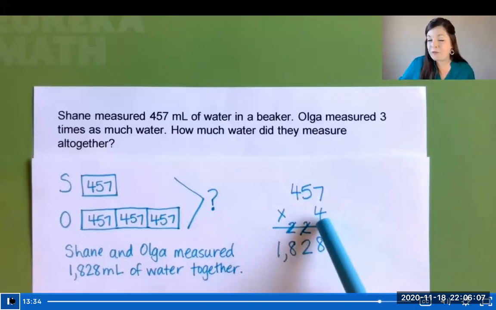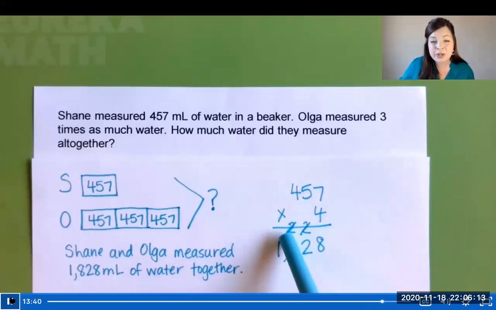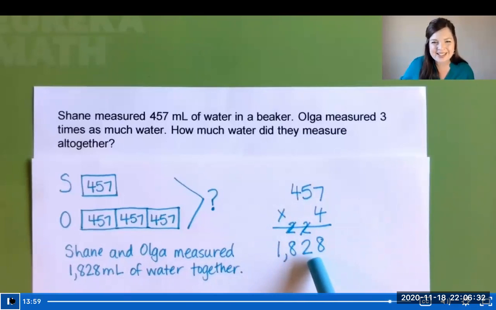Now the hundreds place. 4 times 4 hundreds equals 16 hundreds, plus the 2 hundreds we regrouped from the tens makes 18 hundreds. And since we have no more numbers to multiply, we can just record the 18 hundreds right in the product and make sure to cross off these 2 hundreds because we already added them in. And so that makes our product 1,828.